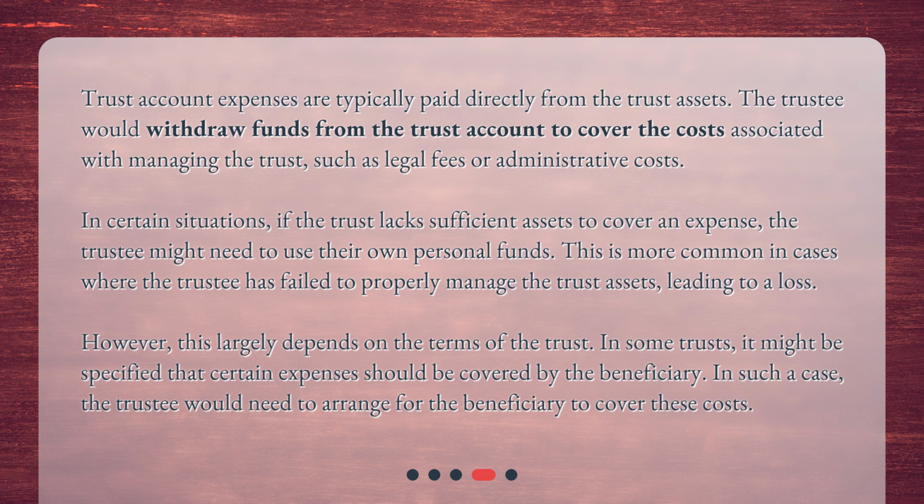In certain situations, if the trust lacks sufficient assets to cover an expense, the trustee might need to use their own personal funds. This is more common in cases where the trustee has failed to properly manage the trust assets, leading to a loss. However, this largely depends on the terms of the trust. In some trusts, it might be specified that certain expenses should be covered by the beneficiary. In such a case, the trustee would need to arrange for the beneficiary to cover these costs.